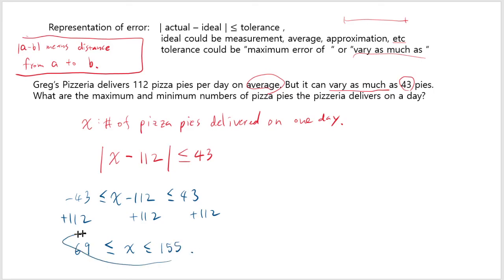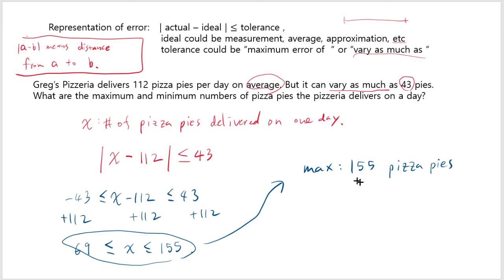Okay, so that's the answer, and you can say max would be 155 pizza pies. In word problems, it's good to always put the units, okay? And then min would be 69 pizza pies.